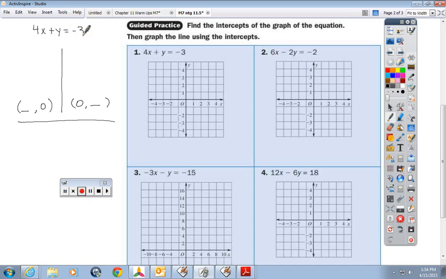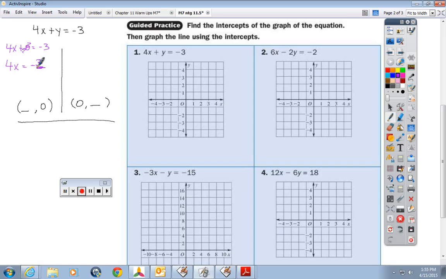The first time I'm going to solve it, which variable am I replacing with 0 first? Y. Okay, so now instead of writing 4x plus y equals -3, I'm going to say 4x plus 0 equals -3. Now, do I even have to worry about that 0 right now? No, because it doesn't change anything. So now I'm just looking at 4 times what equals -3. So I didn't mean to do that line right there. 4 times what equals -3?